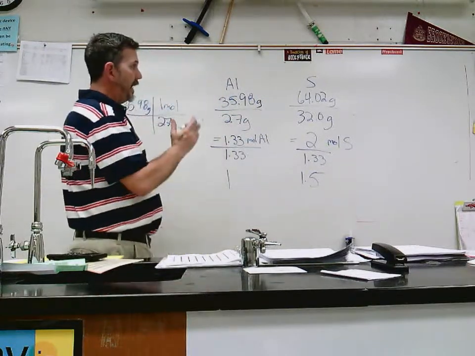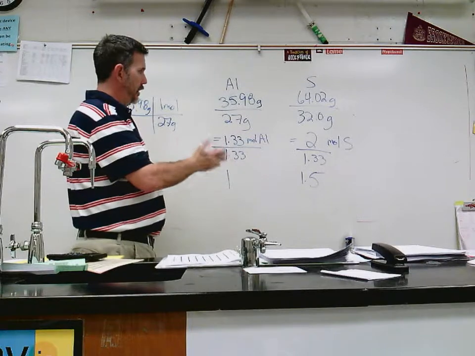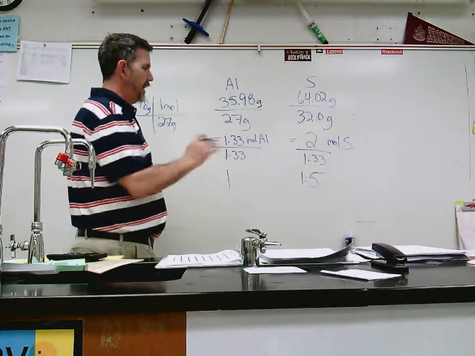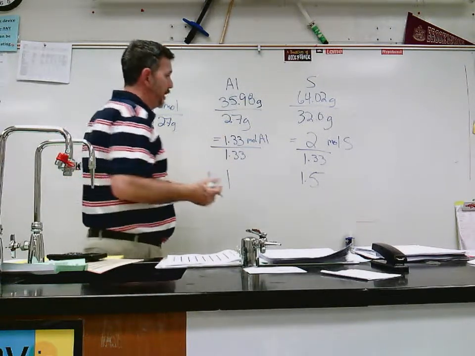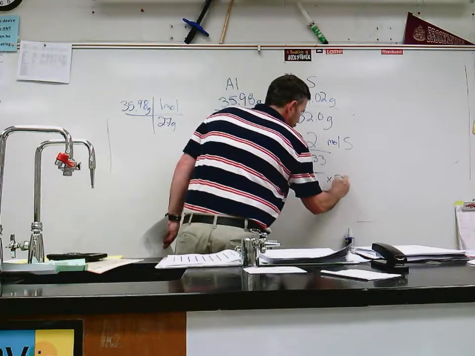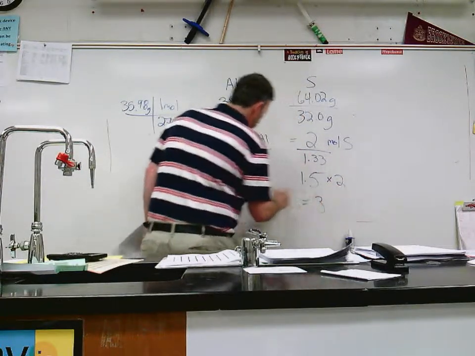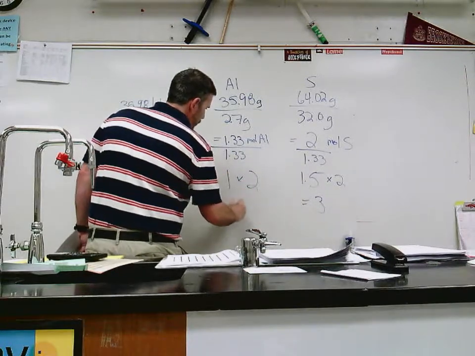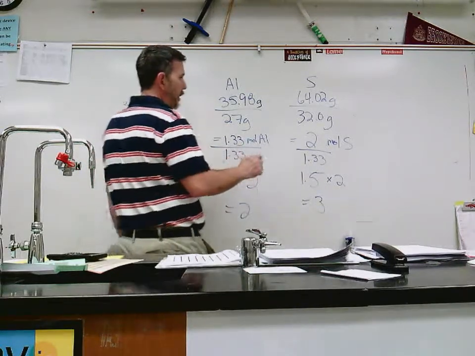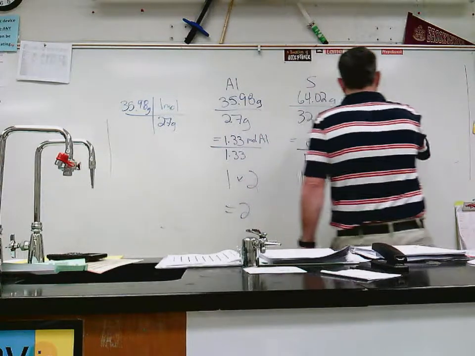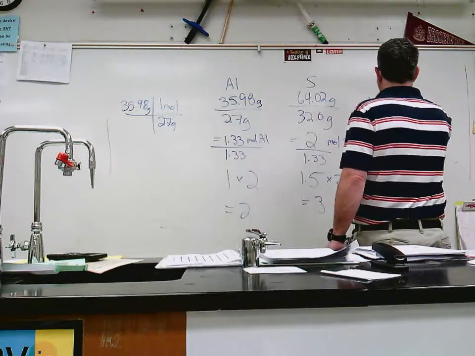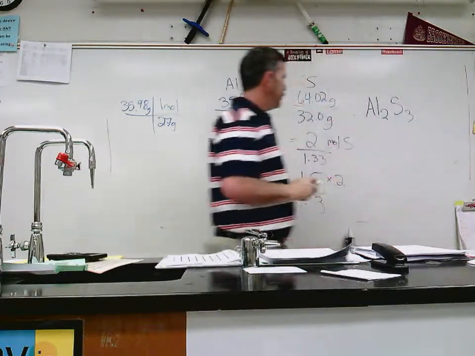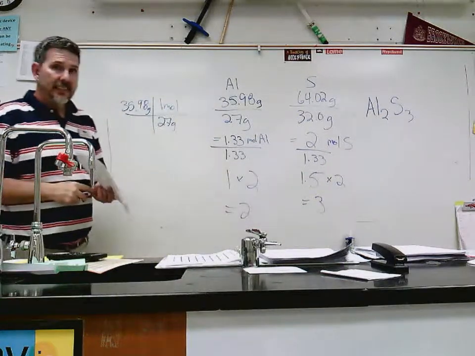It's not Al1 sulfur or S1.5. I have to make that into a whole number. The easiest way I know is to multiply it times 2, which gives me 3. But anything I do to that, I have to do to this. Times 2, which equals 2. And so my empirical formula is Al2S3. That is it. That is how you do that.